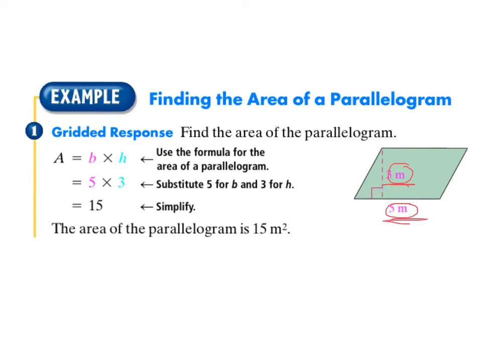Now remember, when you're doing area, whatever measurement you're multiplying is going to become squared. So if it's inches times inches, it becomes inches squared. Meters times meters, meters squared, and so on. Whatever your unit of measure is will become squared in your final answer.